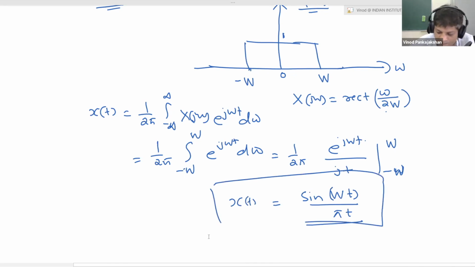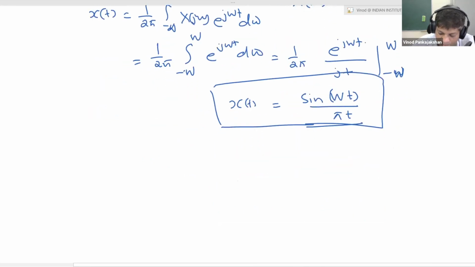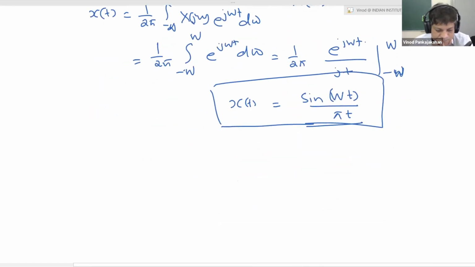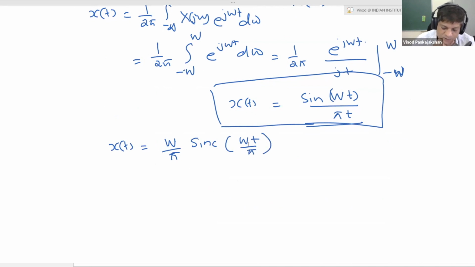Can you find the signal as a sinc function? Please try that. x of t is W by pi sinc of Wt by pi. Sorry, it is not omega, it is W. Omega is another variable in the frequency domain. This is W, which is used to denote the width of that pulse.